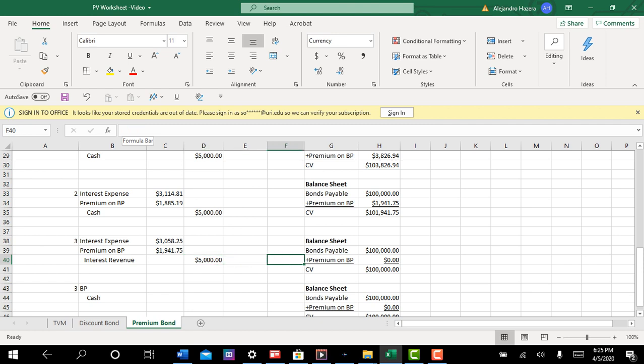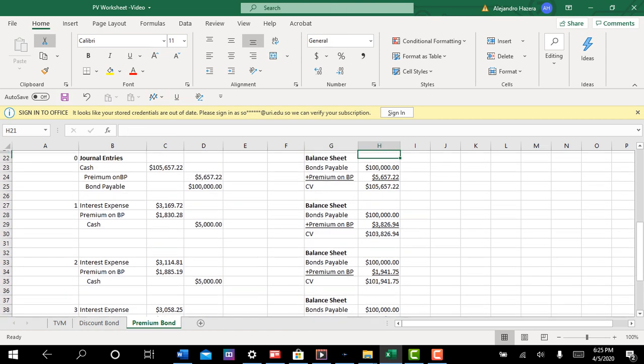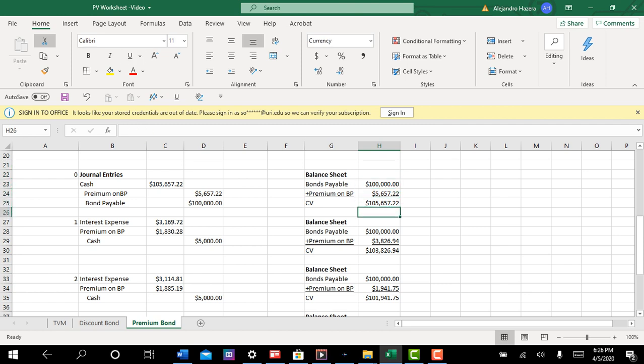Okay, and you'll notice that the last year's carrying value, you had a premium of 1941.75 going into year 3. In year 3, you wrote off 1941.75, so you end up with a balance sheet total. I'm just going to move it up to be consistent here. You end up with a balance sheet total of 100,000. You've whittled down. You've gotten rid of your premium. You started with a premium of 5,657, took out 1830, and that gives you a new premium of 3826.